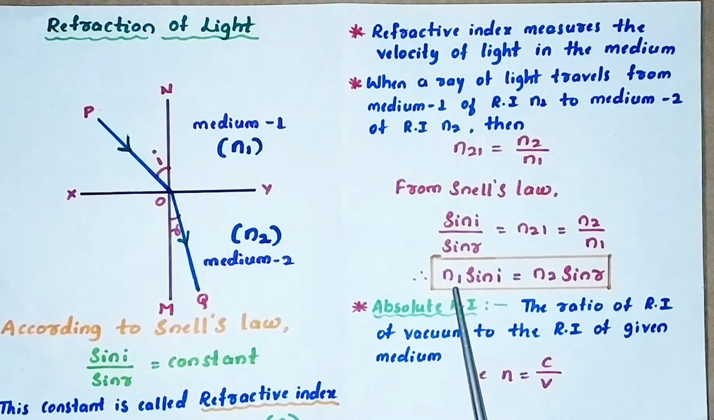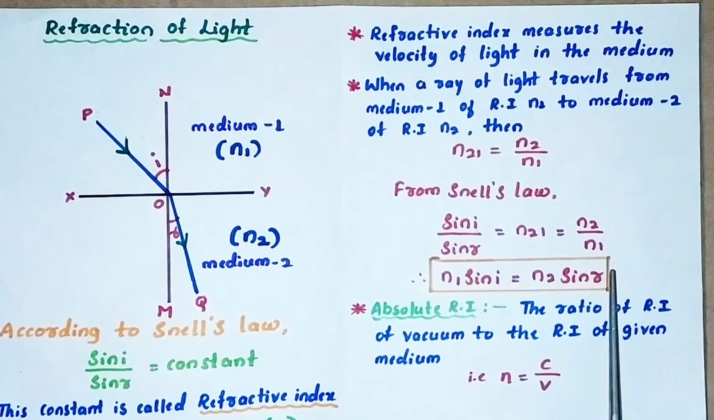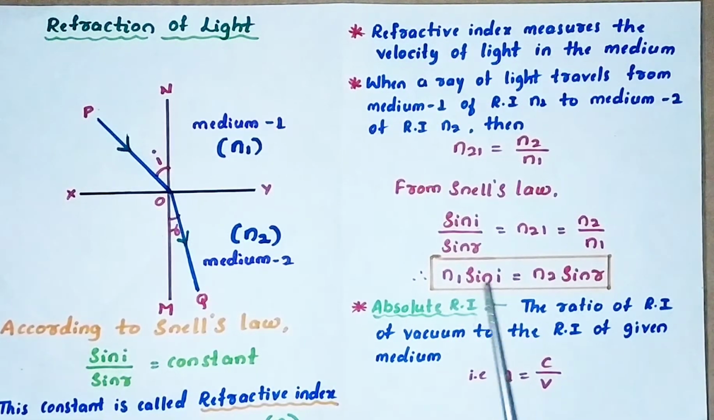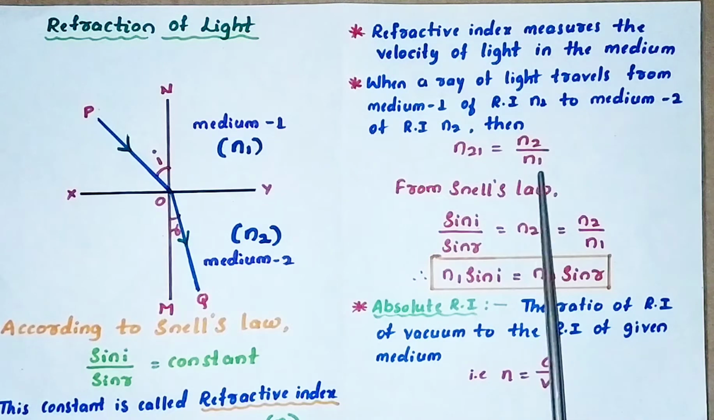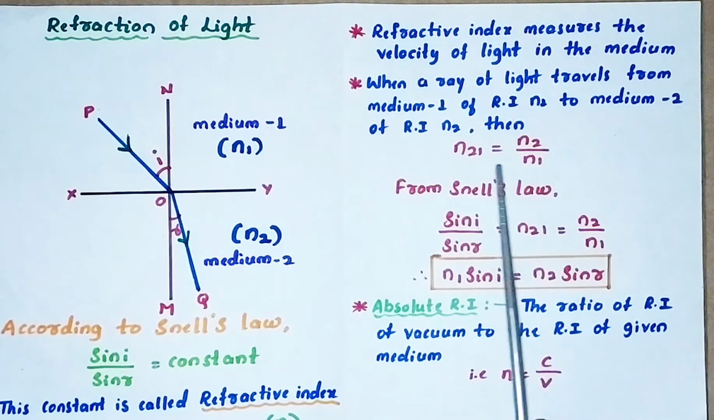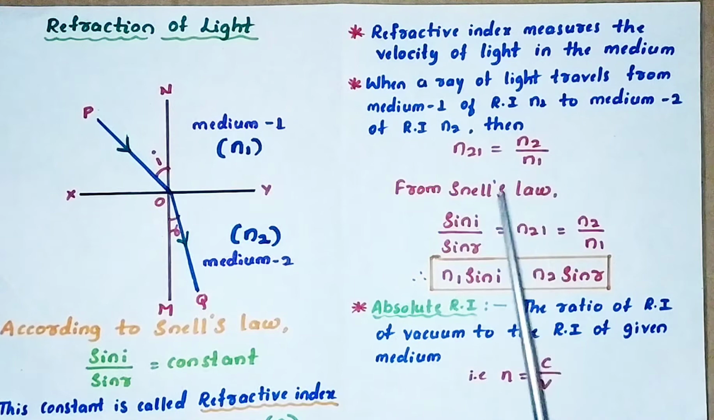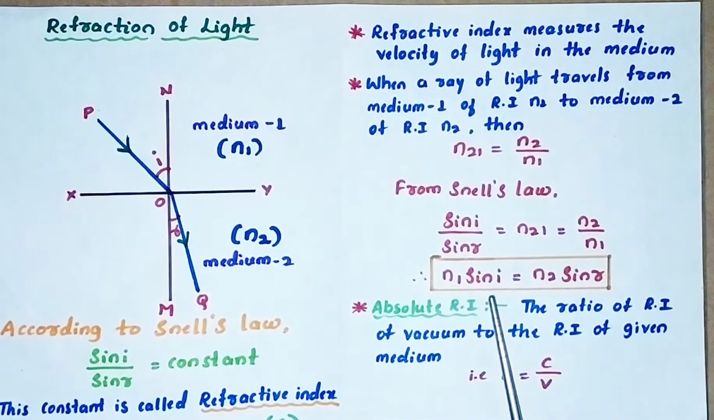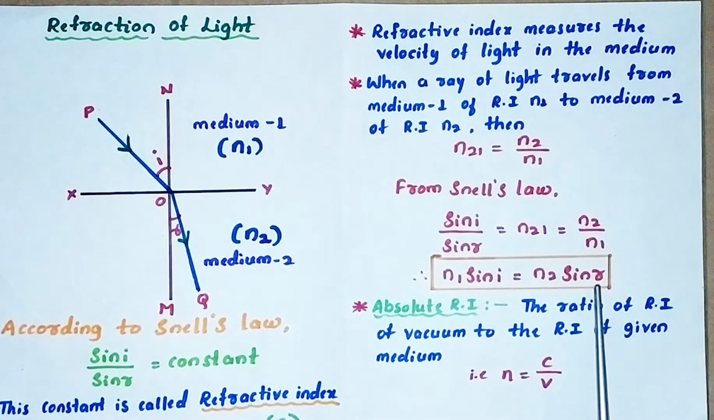n1 is refractive index of first medium, n2 is refractive index of second medium, and I indicates angle of incidence and R indicates angle of refraction. So this is a very important concept. While solving numerical problems, this is the important equation. So please remember, refractive index of second medium with respect to first medium can also be written as n21 or n2 divided by n1. So the equation is n1 sin I equal to n2 sin R. This is generalized Snell's equation.